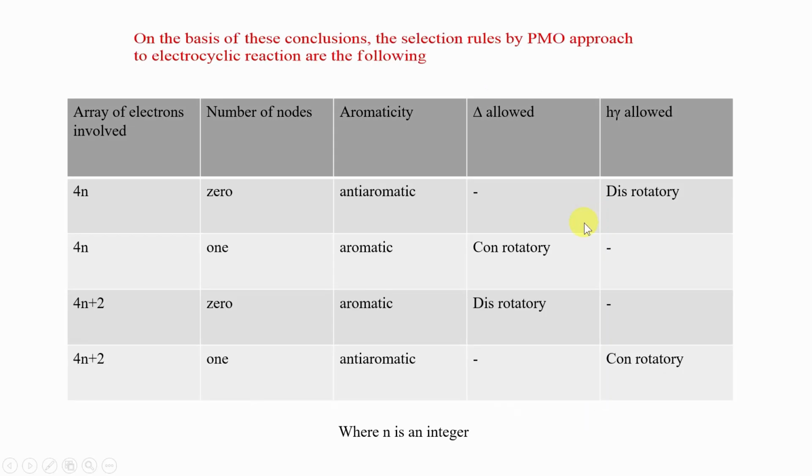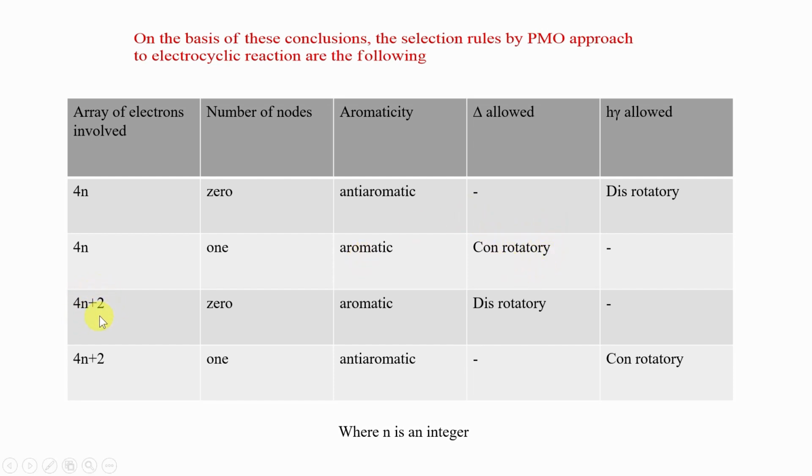Okay, on the basis of this conclusion, the selection rules by the PMO method for electrocyclic reactions are like this. If the system having 4 pi electrons has zero node, it will be anti-aromatic. The cyclic transition state will be anti-aromatic, or it is a Huckel system, and the process will take place photochemically via disrotatory motion. Then if the same system has one node, the cyclic transition state will be aromatic, or it is a Mobius system, and the process takes place thermally via a conrotatory process.